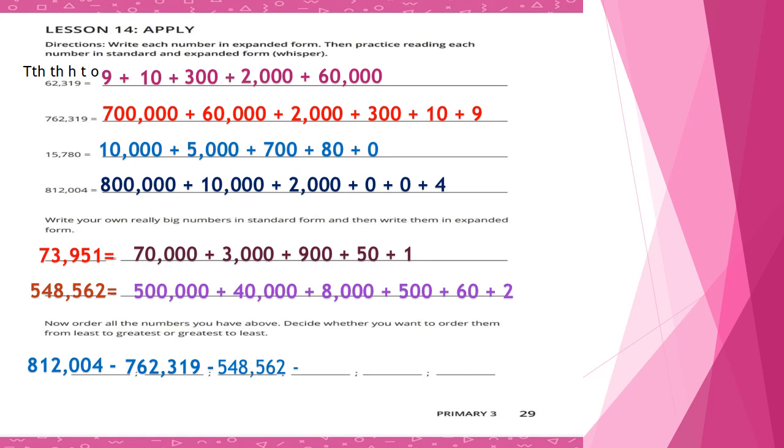What is the next greatest number? Yes, 548,562. What is the next greatest? 73,951. The next will be 62,319, and the last one 15,780. As we said, we compare the greatest place to see the greatest number.